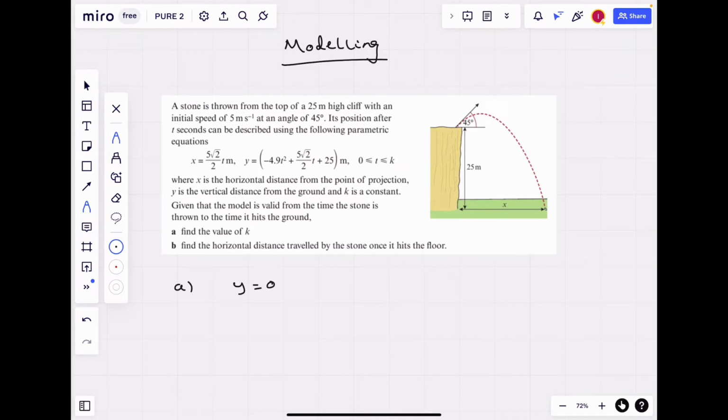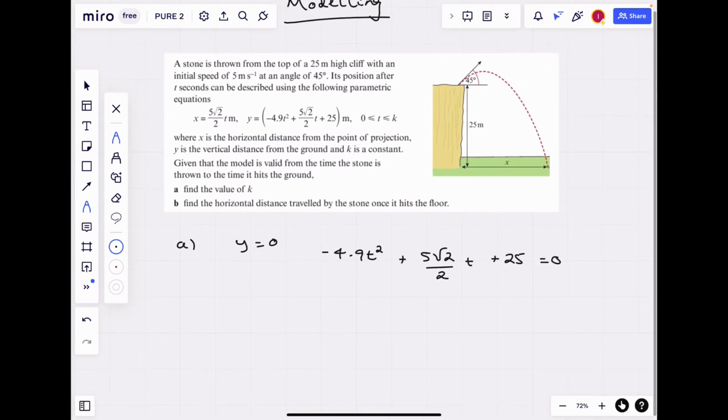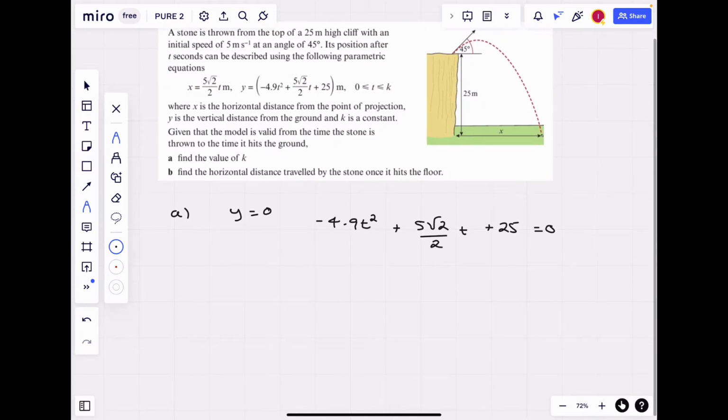So you can take your y parametric and, because it's a quadratic, solve the quadratic. So 4.9t squared plus 5 root 2 over 2t plus 25 equals 0. You need to solve that. Can you solve that for me, please?